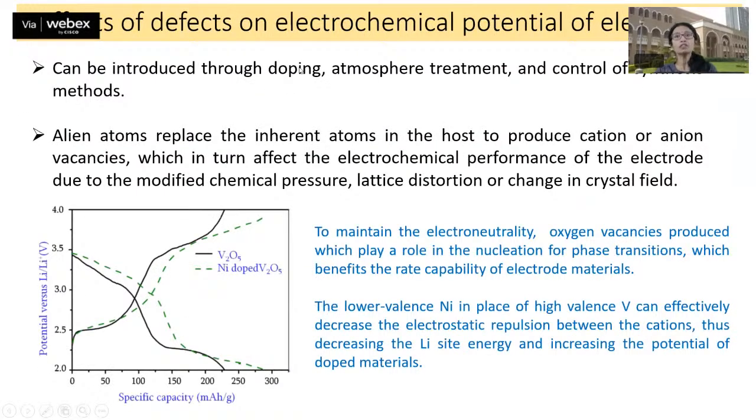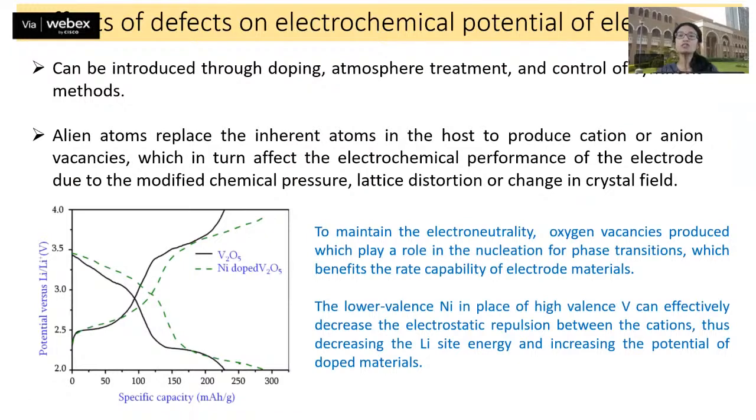Then, the effect of defects on the electrochemical potential of electrodes. Defects in any material you are using can be introduced either through doping, atmosphere treatment, or control of synthesis methods. Generally, alien atoms or dopant atoms will replace the inherent atom in your original material, and produce either cation or anion vacancies. So this affects the electrochemical performance of your electrode.